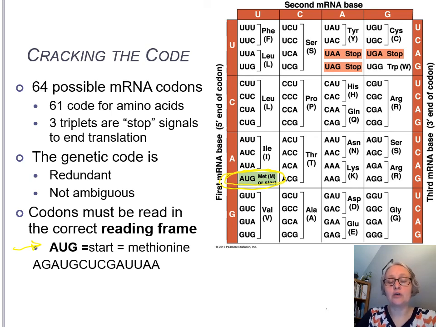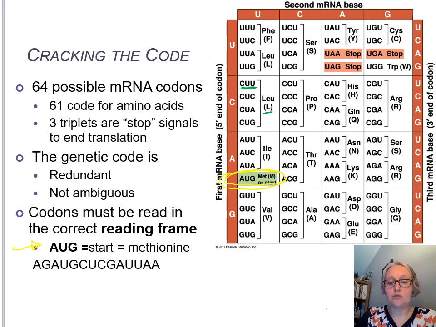Of the other codes, you would be provided this type of chart. So if the mRNA codon reads CUU, we would put down the amino acid Leu.